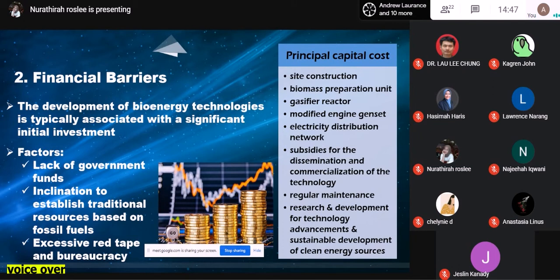To illustrate, the manufacturer has to bear the principal capital cost of the site construction and equipment, which are the biomass preparation unit, gasifier reactor, modified engine genset, electricity distribution network, and subsidies for the dissemination and commercialization of the technology. These high budget projects require regular maintenance along with research and development for technology advancement and sustainable development of clean energy sources. Overall, these financial barriers are major challenges in this biomass field.